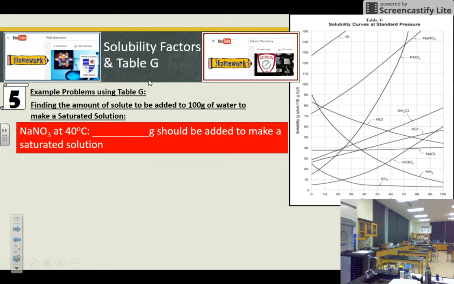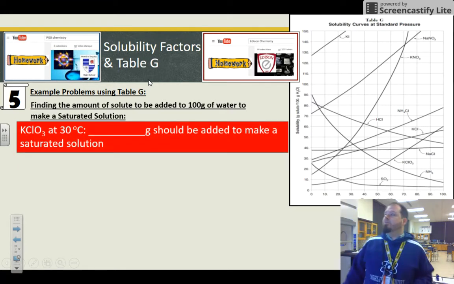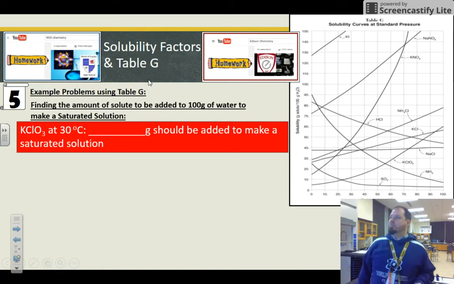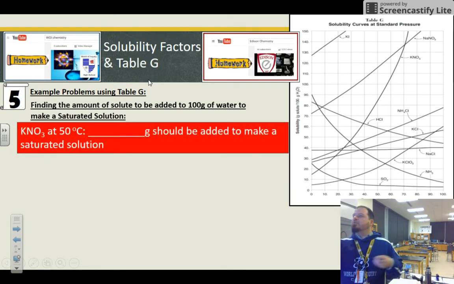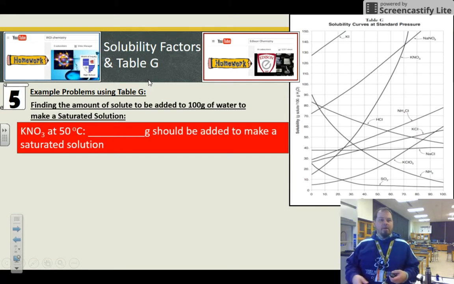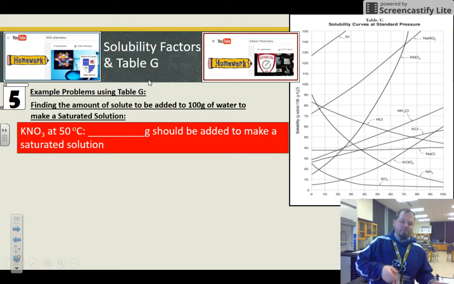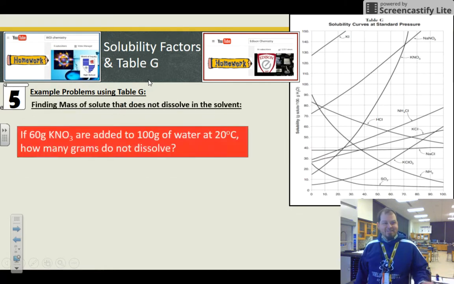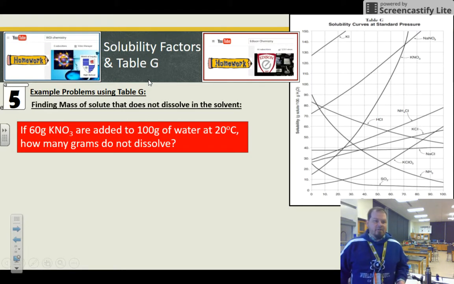So very easily, you can do this one, KNO3 at 30 degrees. Figure out where that is. And then that's how many grams to be saturated. Again, KNO3 at 50 degrees. Find 50 degrees, go up to KNO3. That many grams on the line would make a saturated solution. I know I'm stressed. I want to try and get this in the 10 minutes. All right. Next kind of game we can play.